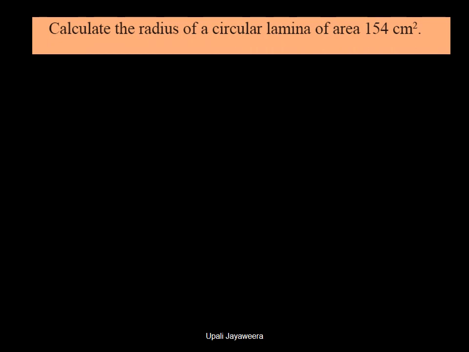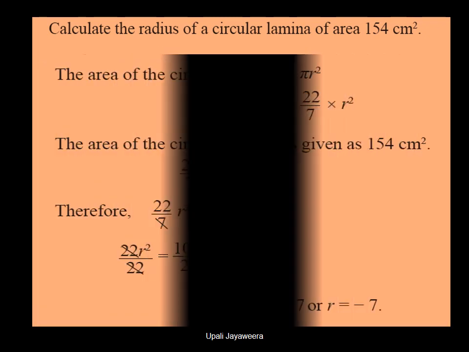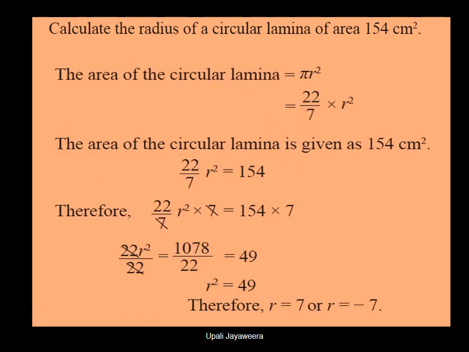Now calculate the radius of a circular lamina of area 154 square centimeters. Here you are given the area of the circular lamina. You have to find the radius of the circular lamina. The area equals pi r squared, 22 upon 7 into r squared.